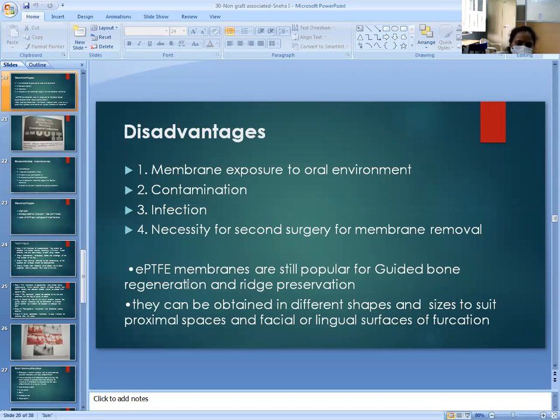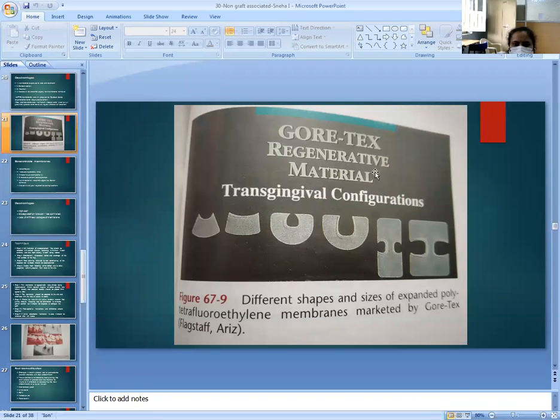Then expanded polytetrafluoroethylene membranes are popular as a GTR membrane for ridge preservation. They can be obtained in various sizes. See, these are different sizes. Shapes are also horseshoe shape or C shape or H shape. These are the different sizes based on the type of defect.